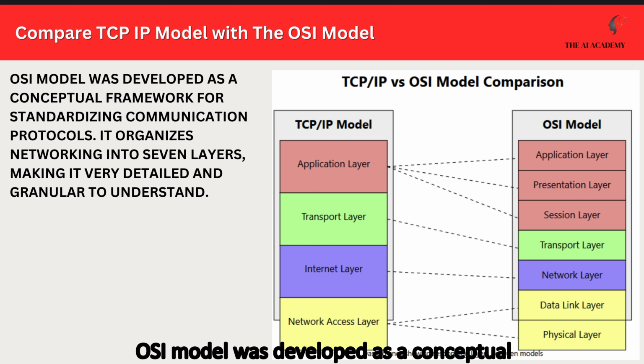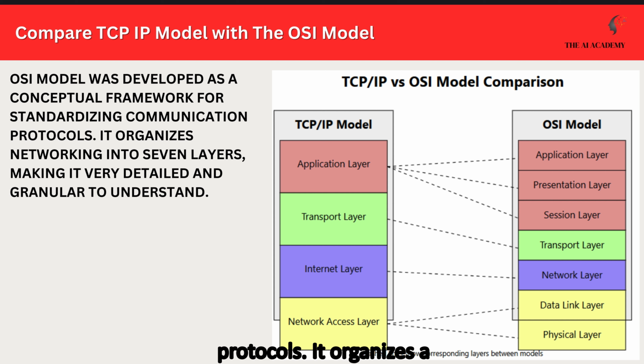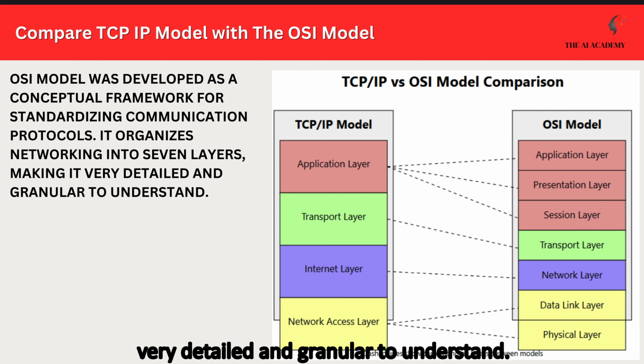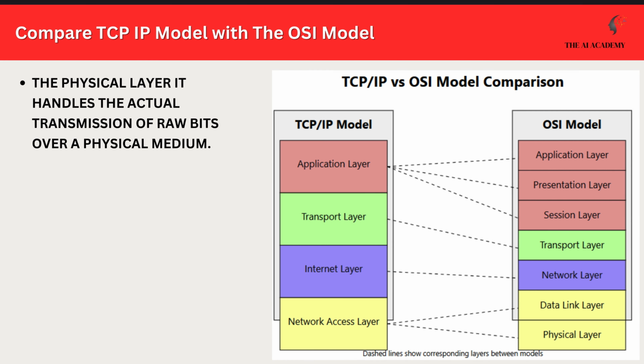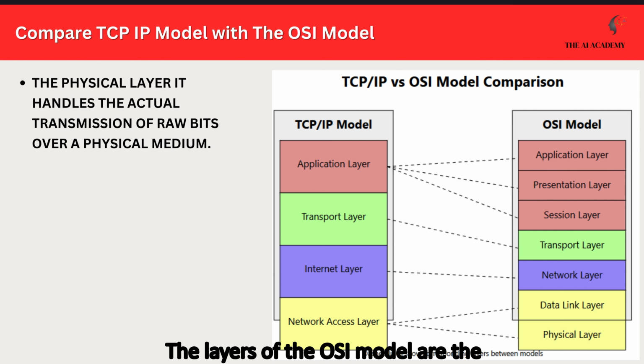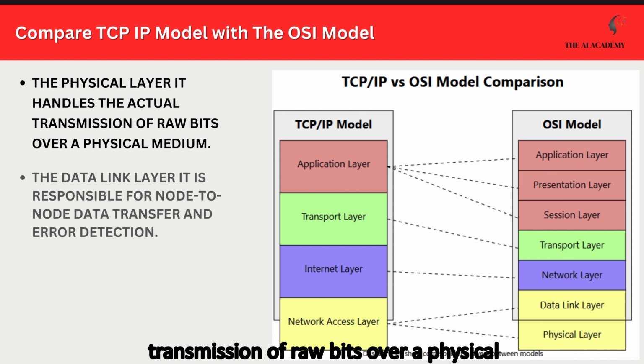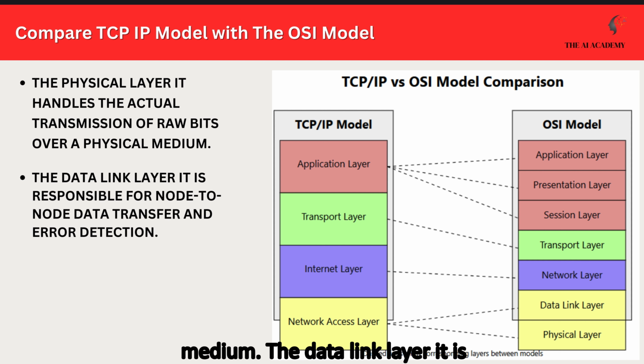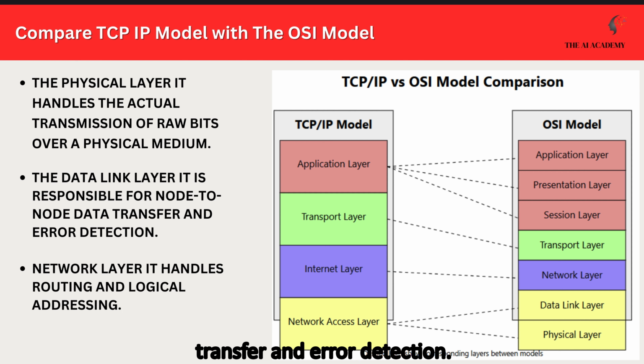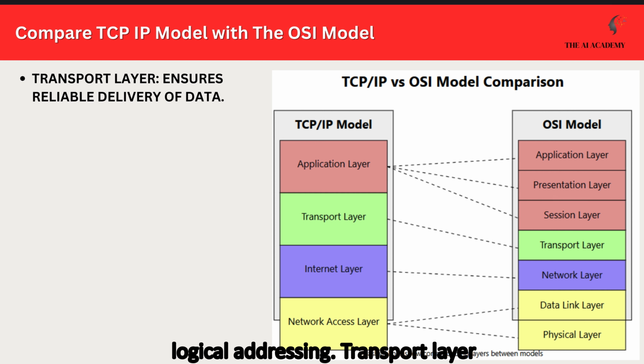To recall, the OSI model was developed as a conceptual framework for standardizing communication protocols. It organizes networking into 7 layers, making it very detailed and granular to understand. The layers of the OSI model are: the physical layer, which handles the actual transmission of raw bits over a physical medium; the data link layer, which is responsible for node-to-node data transfer and error detection; and the network layer, which handles routing and logical addressing.